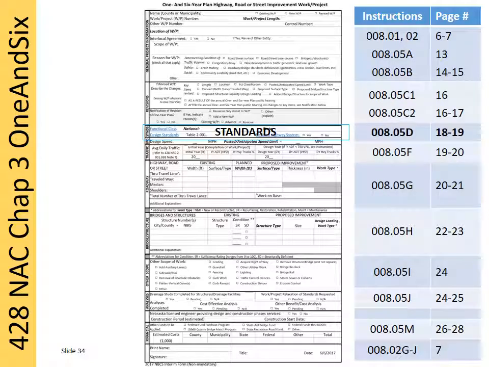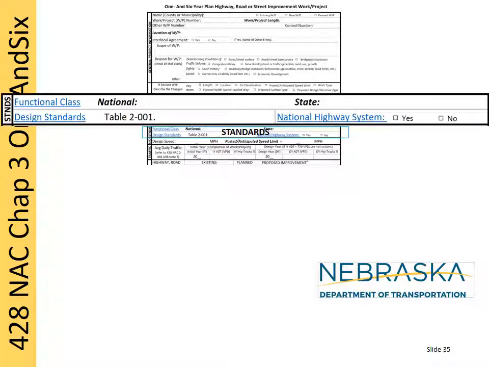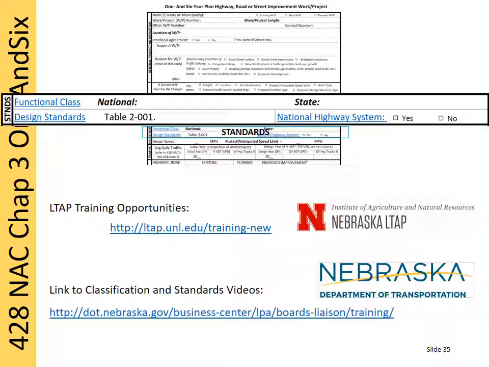The next group of entries is about classification and standards that apply to the project. The proposed instructions are found on pages 18 and 19. Rows 14 and 15 of the spreadsheet is where the classification and standards that apply to the project are identified. Those with training and experience will know how to find the national and state functional classifications and the standards that apply to this project. Training is available. Check Nebraska LTAP's training calendar. There are also videos on the Nebraska Department of Transportation's website.